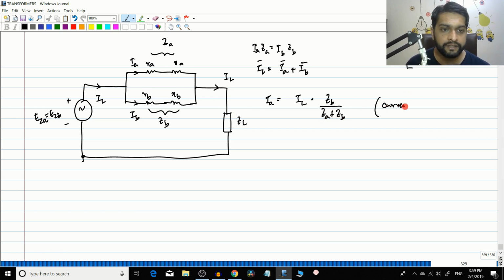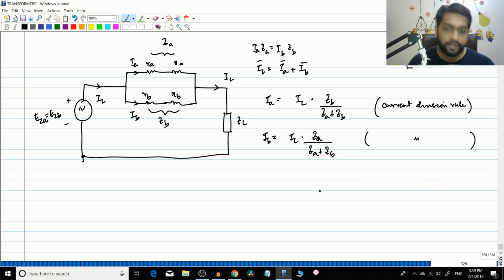So I'll write that down here. This is the current division rule applied here. IB will be equal to the total current IL into the impedance of the other element, ZA, divided by ZA plus ZB. So this is also the current division rule.